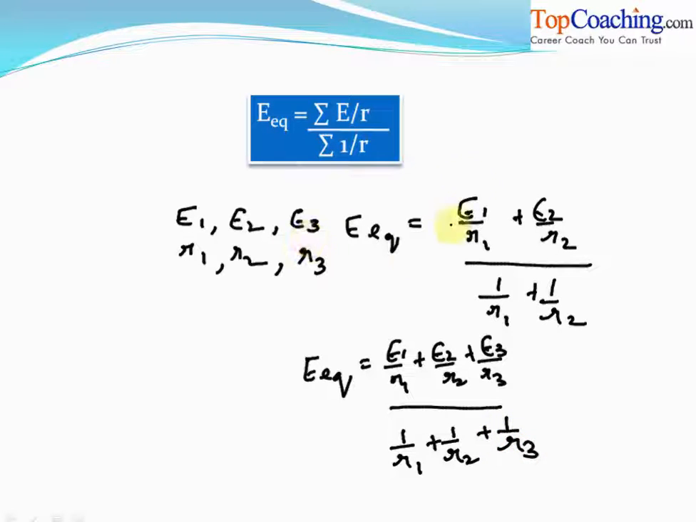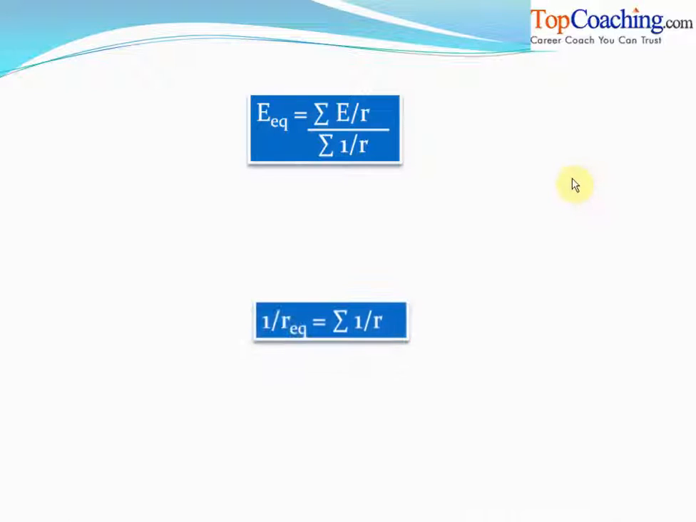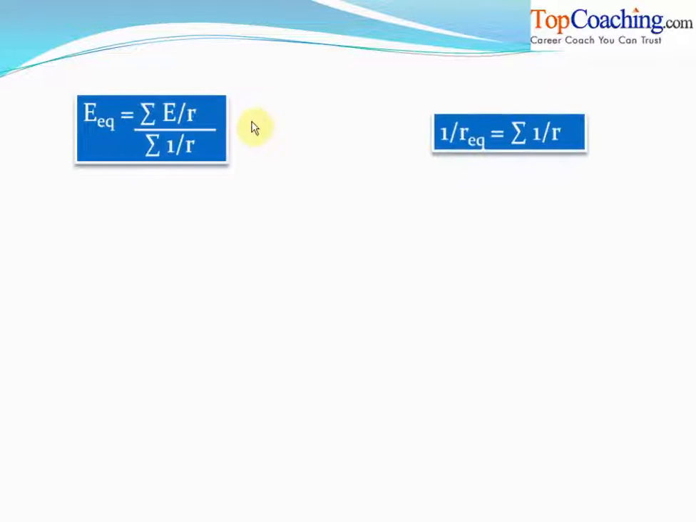So basically this will be the expression for the equivalent EMF when batteries are connected in parallel with each other. What will be the expression for the internal resistance when any number of batteries are connected in parallel? The internal resistance R equivalent will be such that 1 by R equivalent will be 1 by R1 plus 1 by R2 plus 1 by R3 and so on. That is, 1 by R equivalent will be sigma 1 by R. Of course, you must remember both these expressions, this one and this one here.